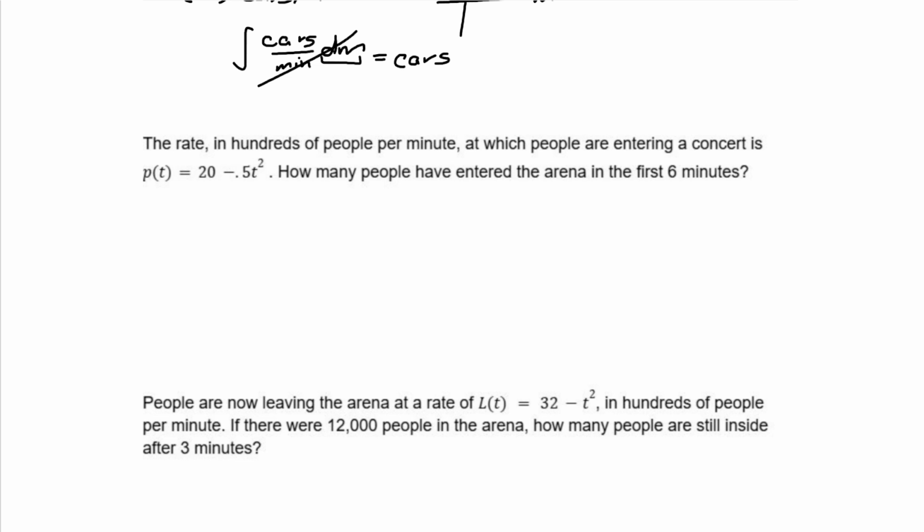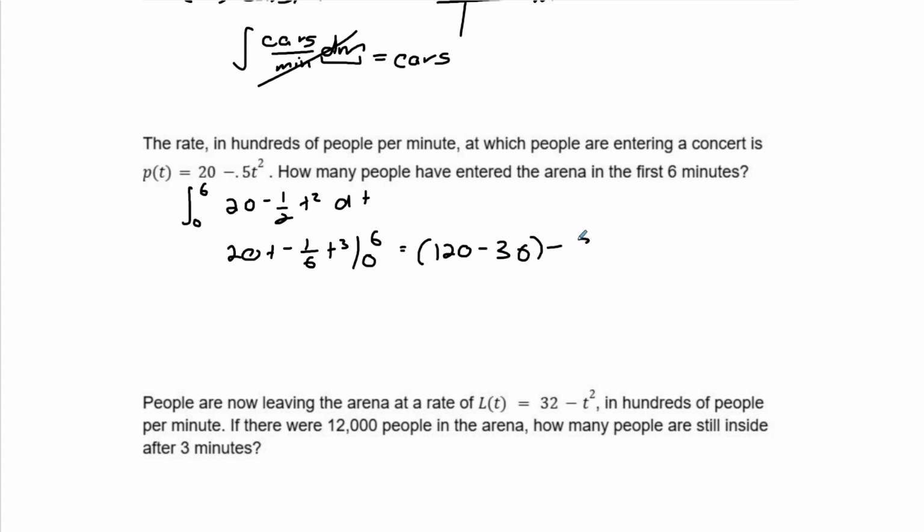So here what we're going to do is take the integral from 0 to 6 of this rate. When we integrate the people per minute, we're just going to get people. And then we would have our answer in people. So we're going to do 20 minus 1/2 t squared dt. We're going to get 20t minus 1/6 t cubed, evaluated from 0 to 6. And this is then going to equal 120 minus 6 cubed over 6, which would be 36. And then minus, we would just get 0.